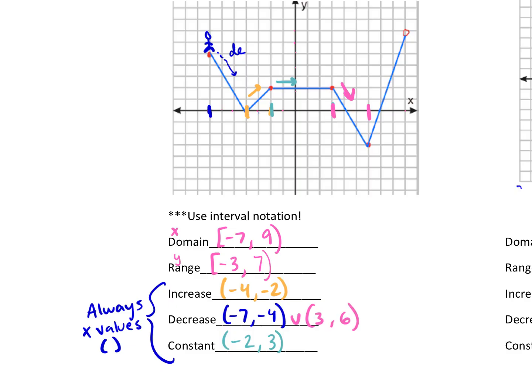And then we start walking uphill again from here to here. So we're increasing from where to where? From 6 to 9. So super important with increasing, decreasing, and constant. It is always parentheses, and you're always talking about the x values.